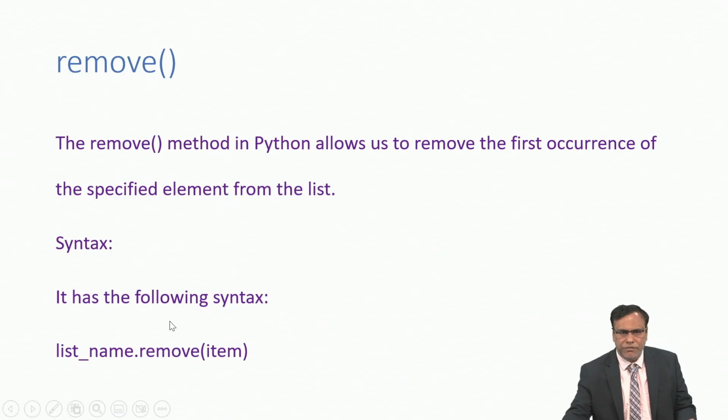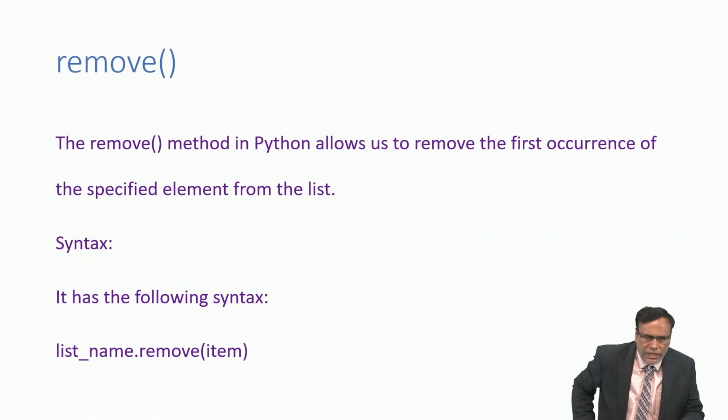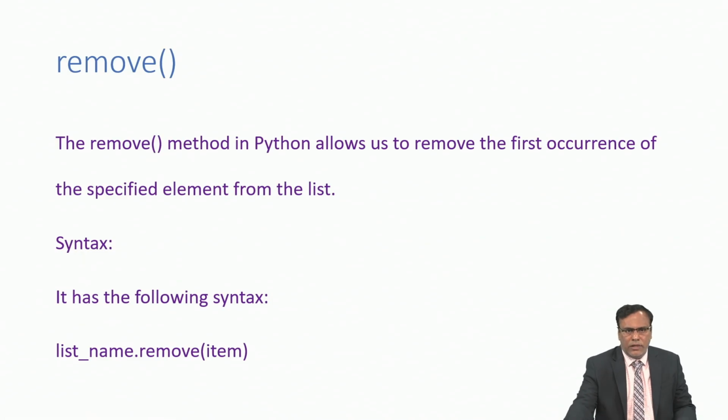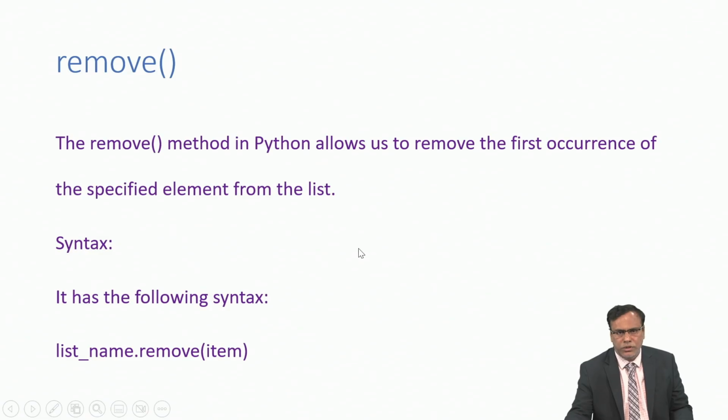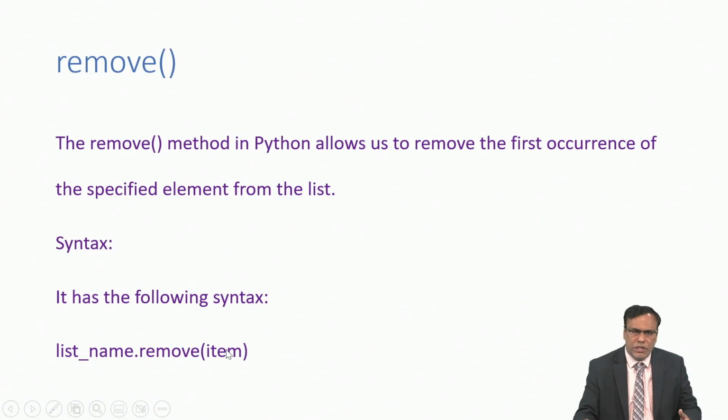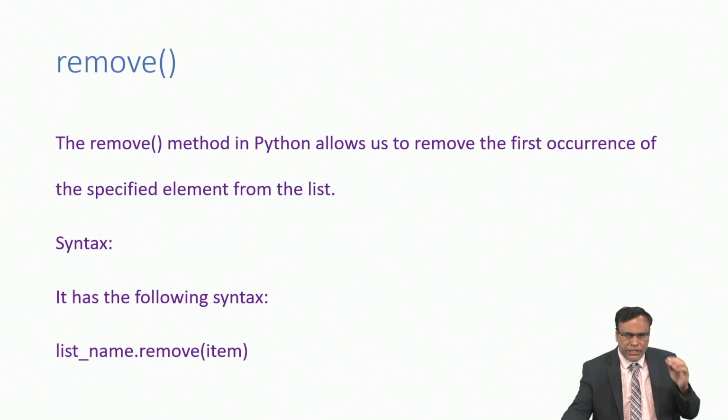Next, if you want to remove some item in the list, then you have one function by name, remove. Using that, you can remove the element. It has the syntax: name of the list, that is list_name.remove. This is the name of the function, remove. After this, whatever item you want to get removed from that list, you are supposed to give that item as an argument.